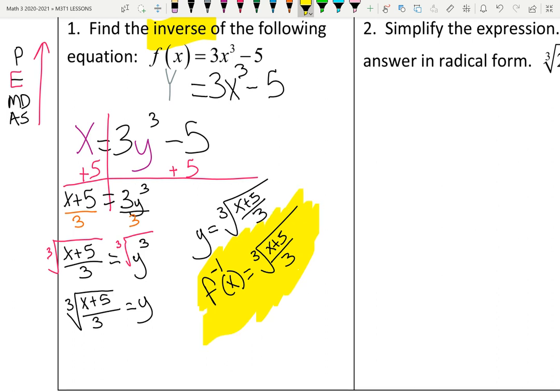So you can see I went through the process of finding the inverse by switching x and y and using inverses to isolate the y.